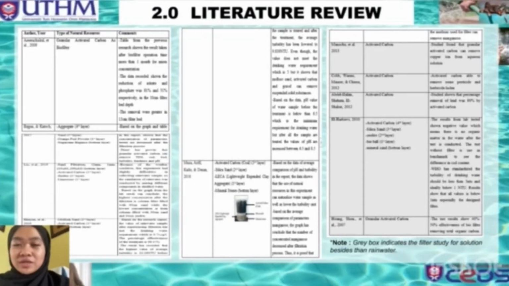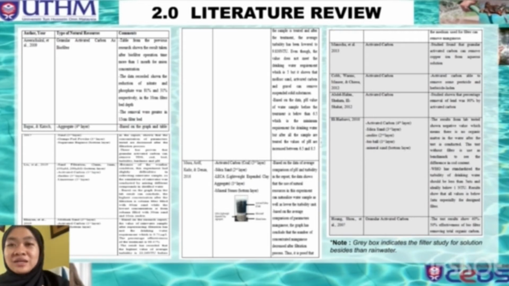Now, I'm going to explain the table of natural resources that we have reviewed. Those are the studies that we have reviewed. Some of them filtered rainwater, and some of them used samples other than rainwater, for example, river water. Even though they are not testing rainwater, the resource that they use to filter the sample is a natural resource. So that's why we still review those studies.